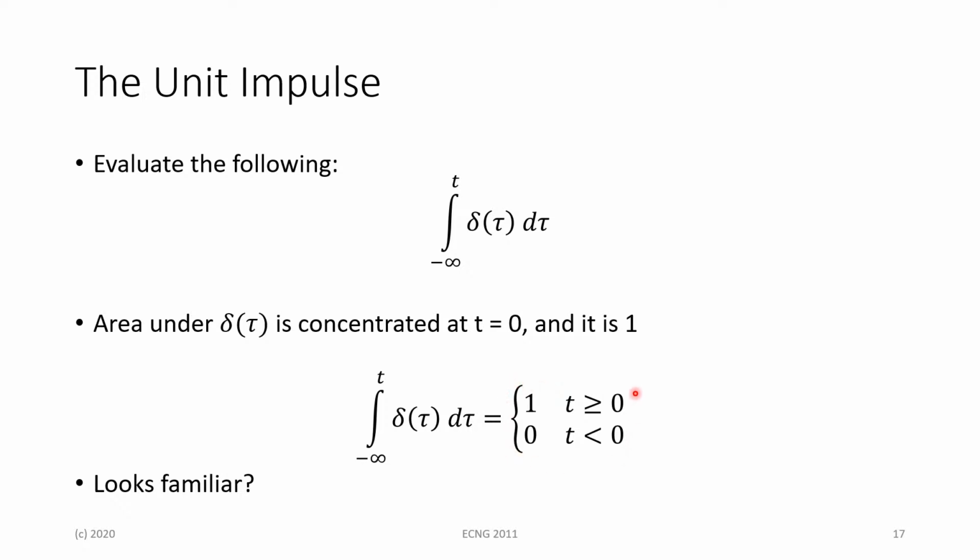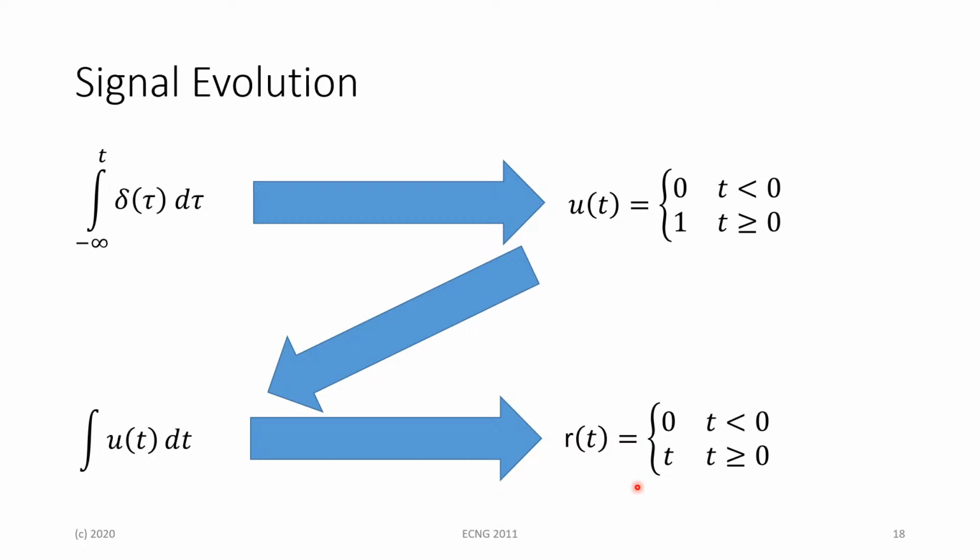And this representation here should look very familiar. We actually saw this representation as a previous signal. So in particular, if we integrate the unit impulse, the result of the integration will give us the unit step. And if we integrate the unit step, the result of that will give us the unit ramp.